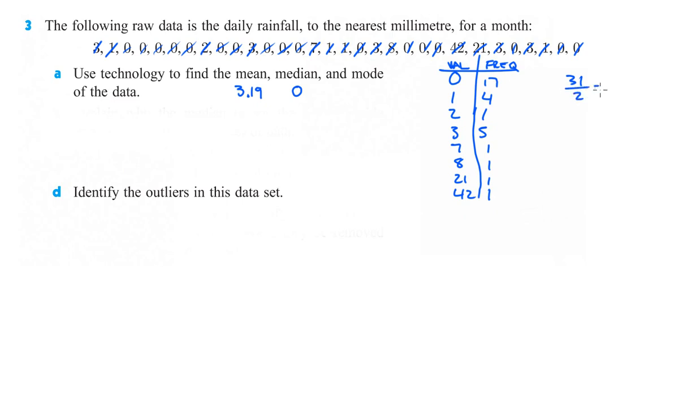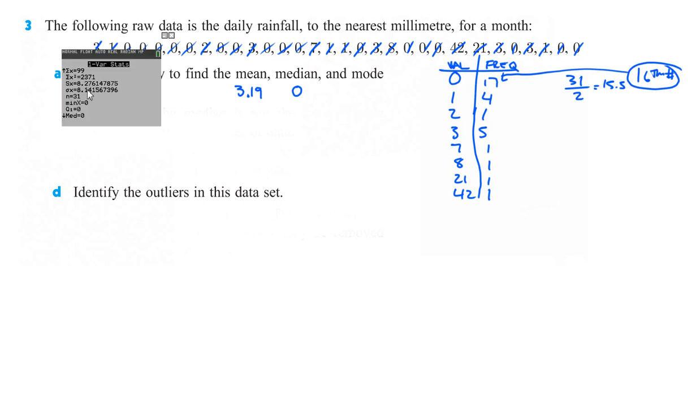So we take 31 divided by 2, and that gives us 15.5, which means we want to know what the 16th number is, and the 16th number is going to be 0, because all the way up through 16 and 17 are all 0, so that's why that's the median. Again, a little bit nicer on the graphing calculator than the scientific calculator. And then the mode is simply the one that happens the most often, which is definitely 0, because there's 17 of those. Okay.